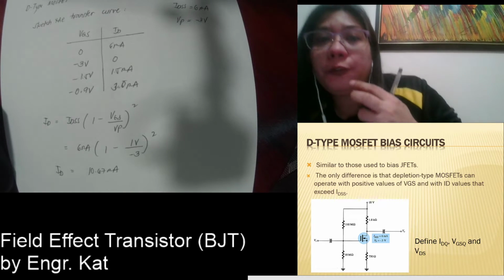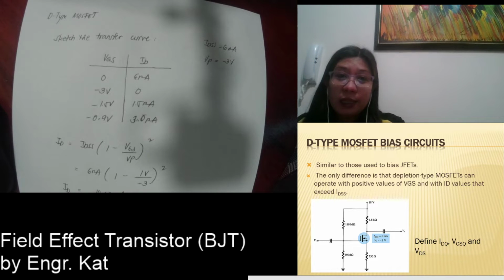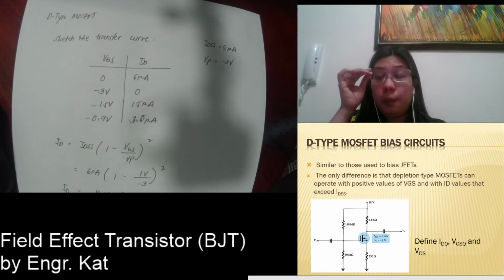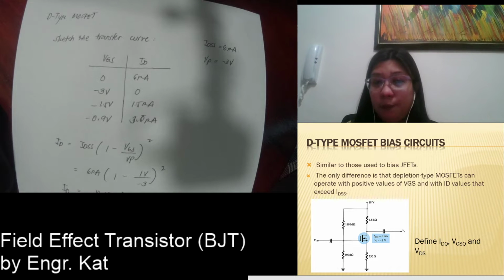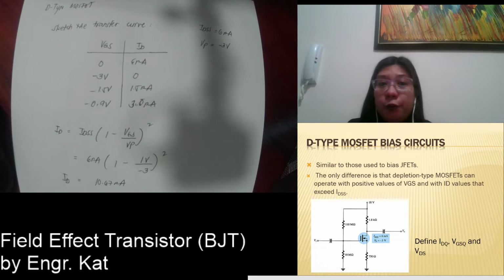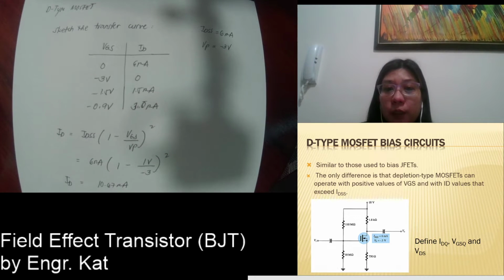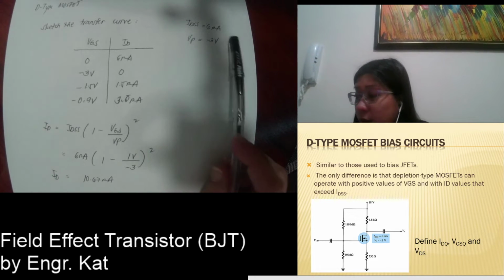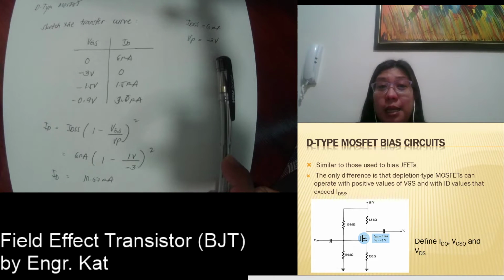So the only difference for a D-type MOSFET is that we need a point located at a certain positive value for VGS, but the rest will just be the same. For the first step, what are you going to do? We need to sketch the transfer curve. Our given IDSS is 6 milliamperes and our given VP is negative 3 volts.